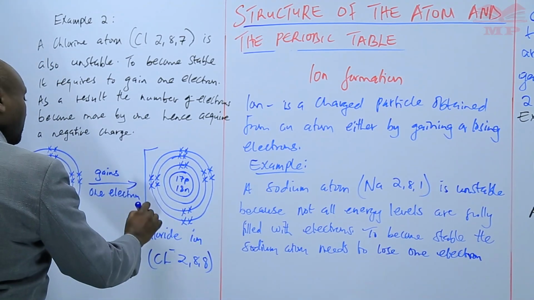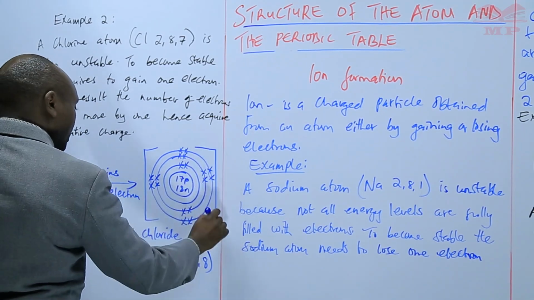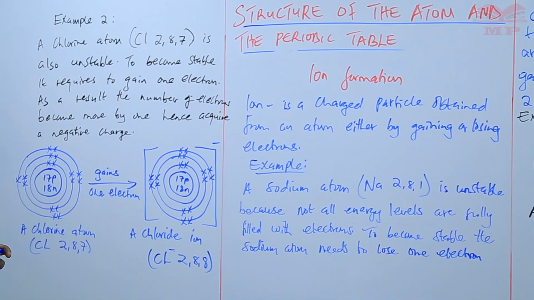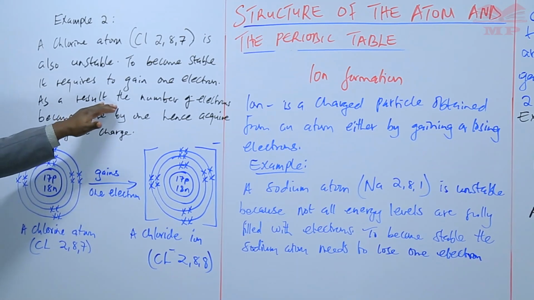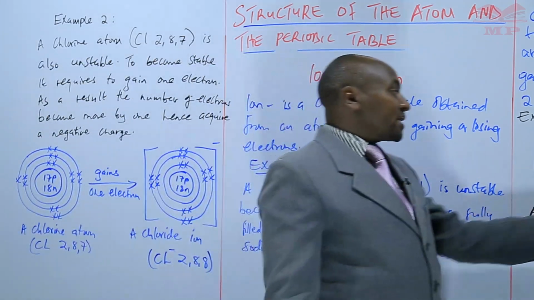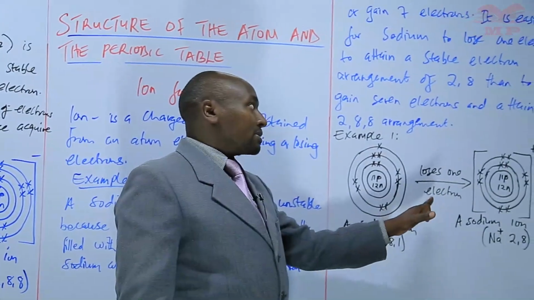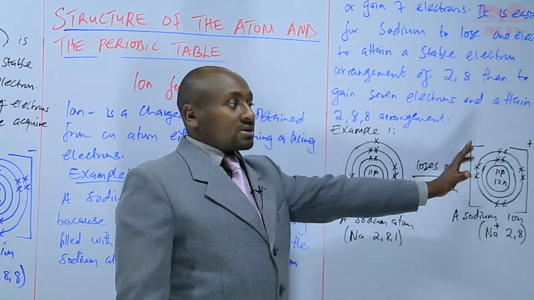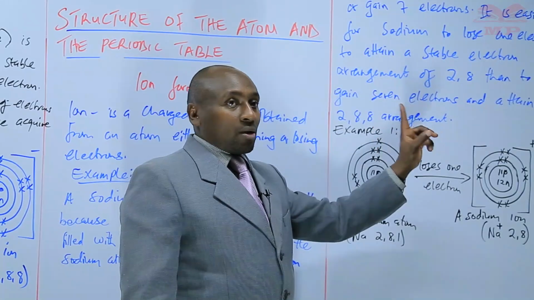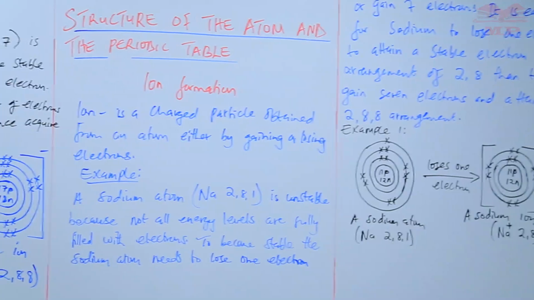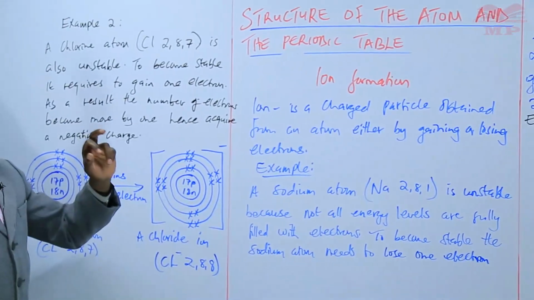And then in the diagram, we show the negative charge there. So that shows that chlorine gains 1 electron during ion formation to become stable, while sodium loses 1 electron to become stable. When it loses 1 electron, it becomes positive because now the protons are more by 1. When it gains 1 electron, now the electrons are more by 1, so it acquires a negative charge.